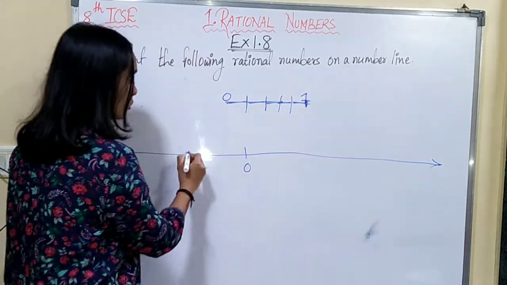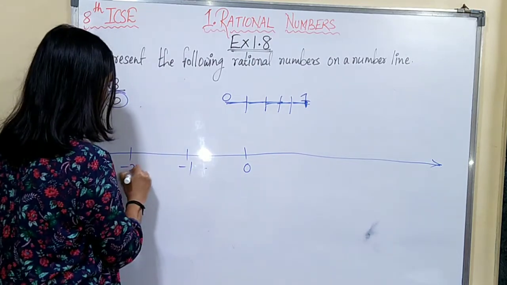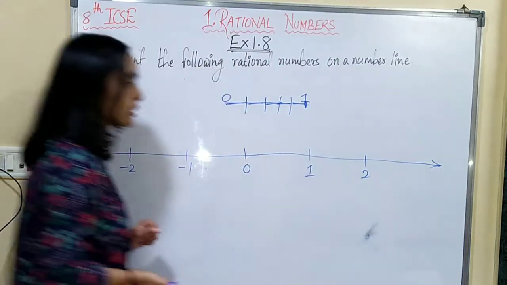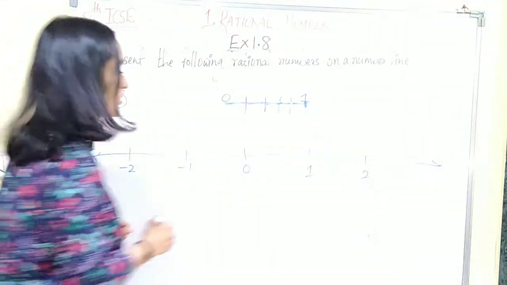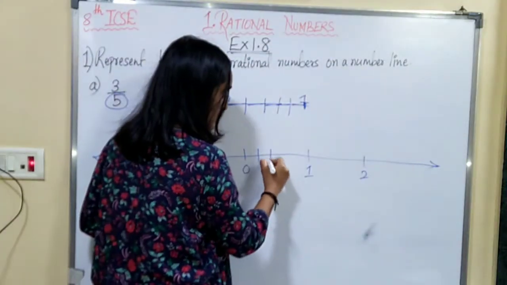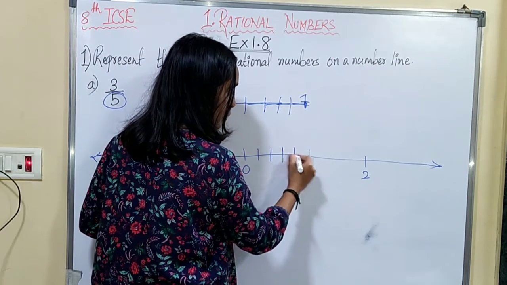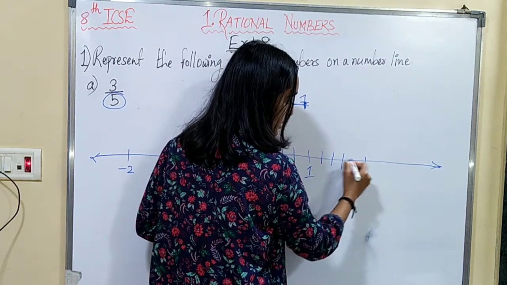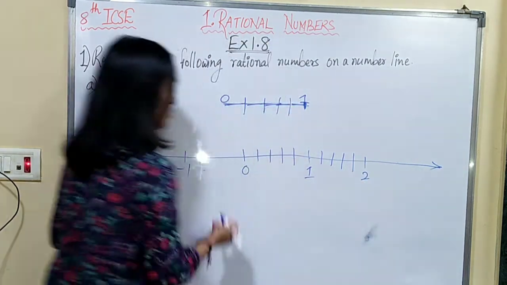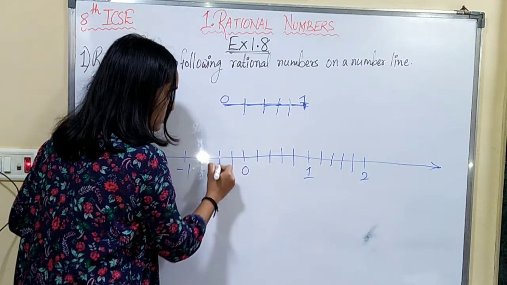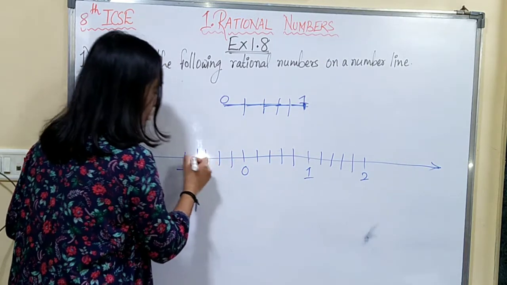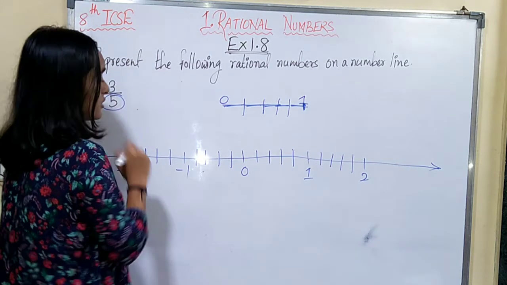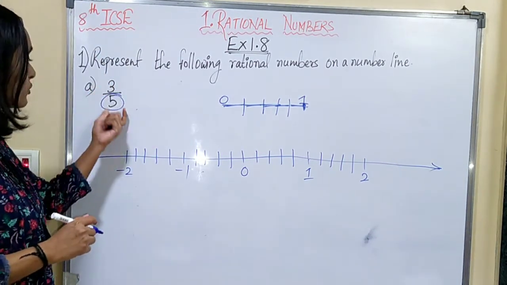At the center is 0, minus 1, minus 2, here plus 1 and plus 2. We want 5 divisions everywhere. So 1, 2, 3, 4 and 5 divisions between each pair of numbers. So here 3 upon 5 is there.